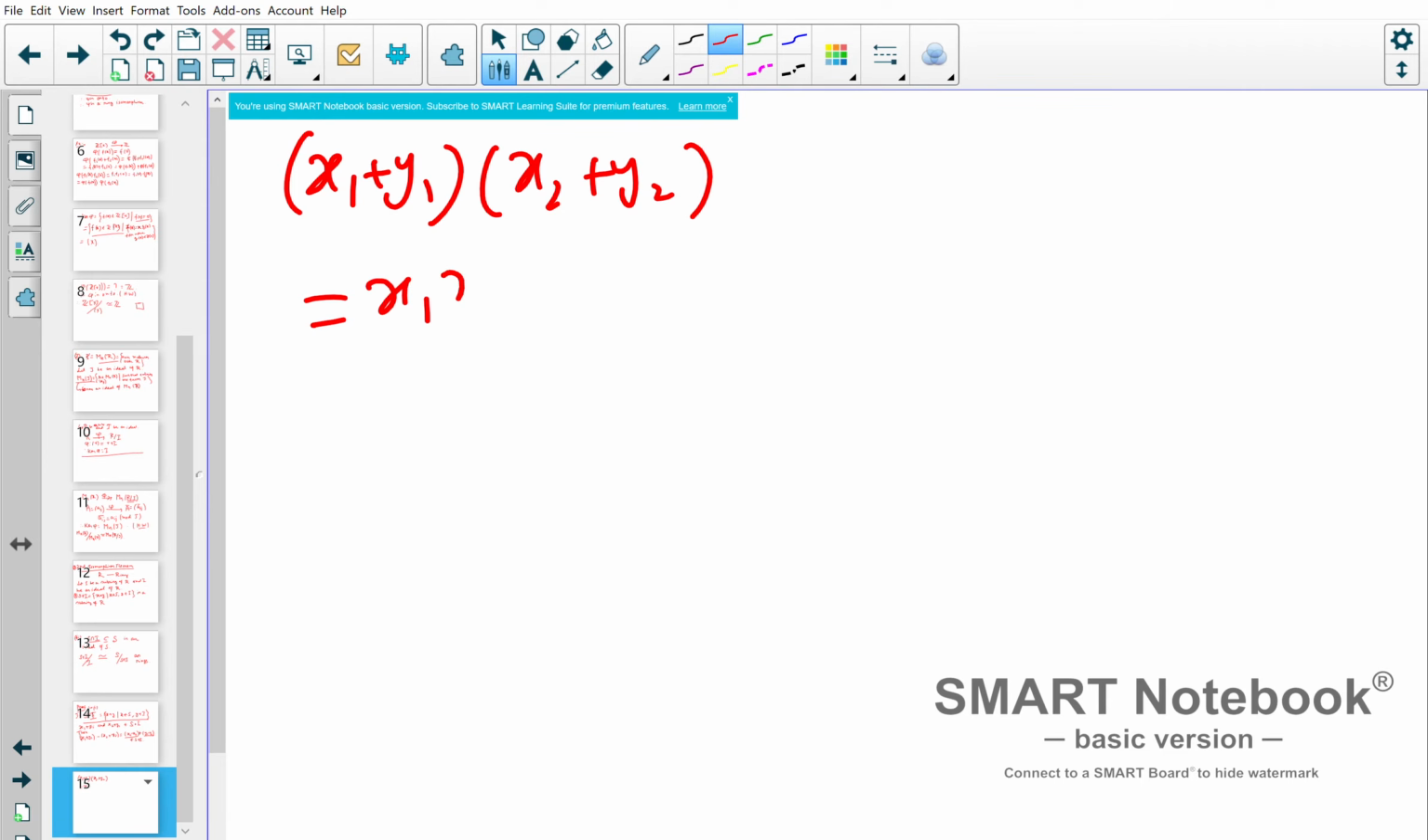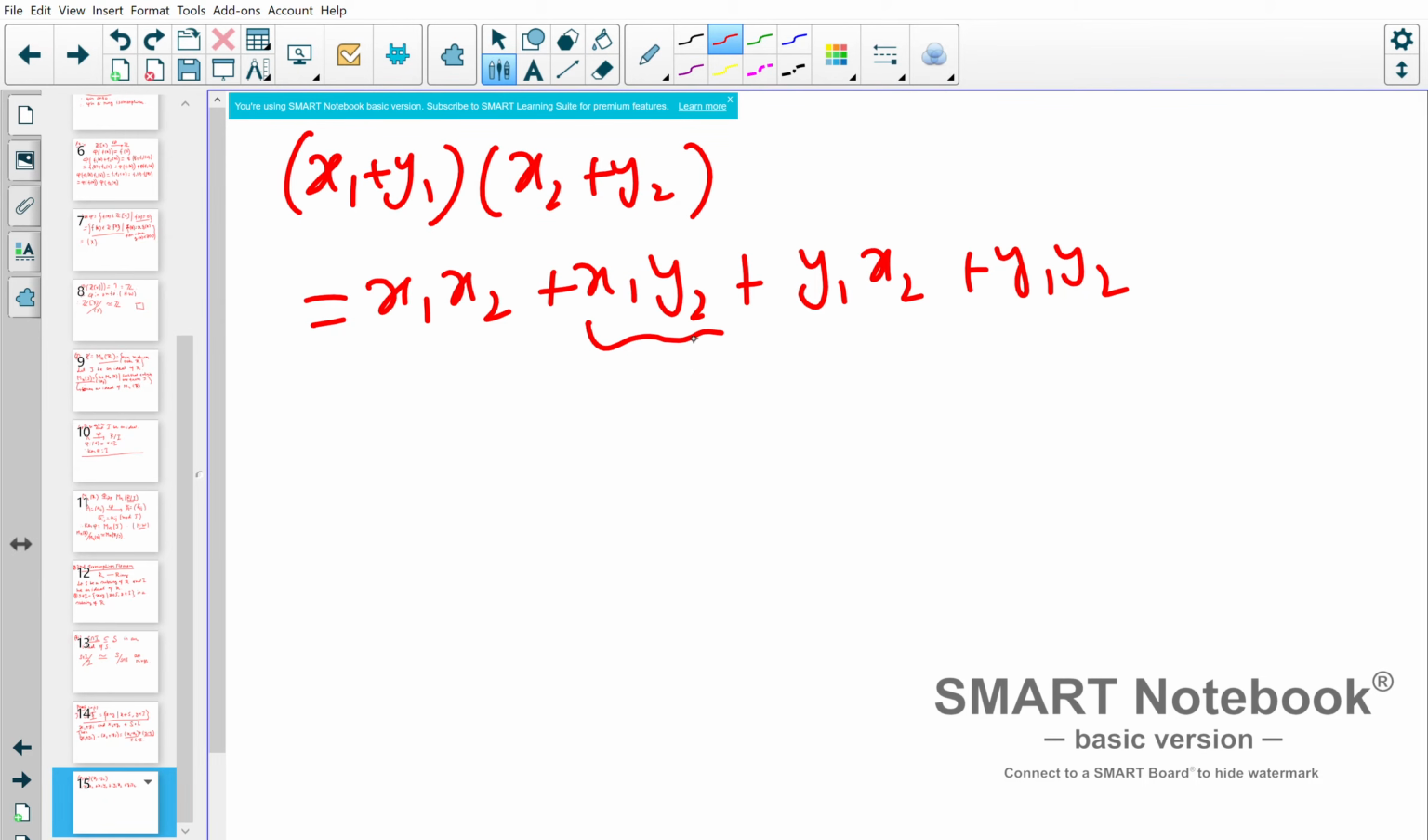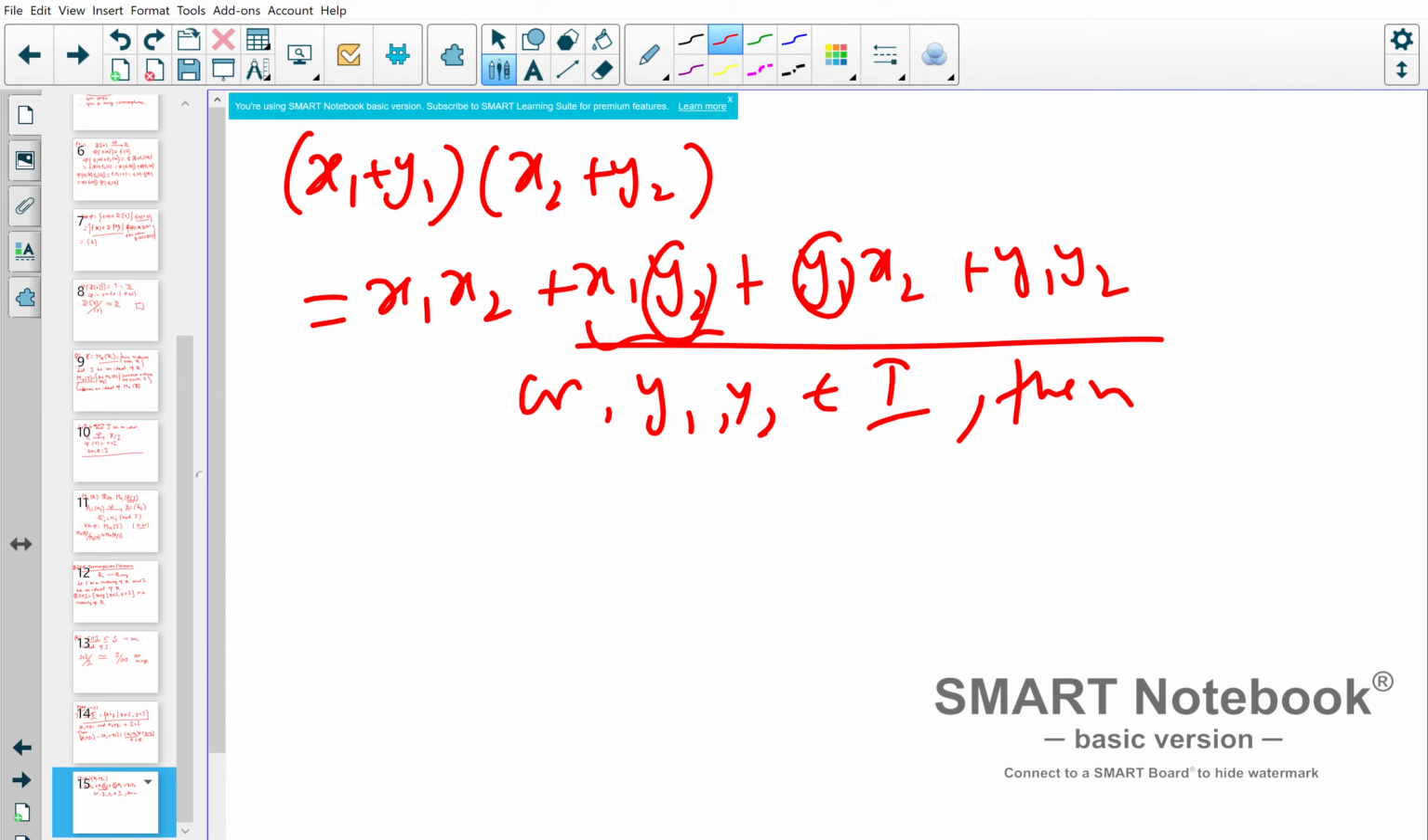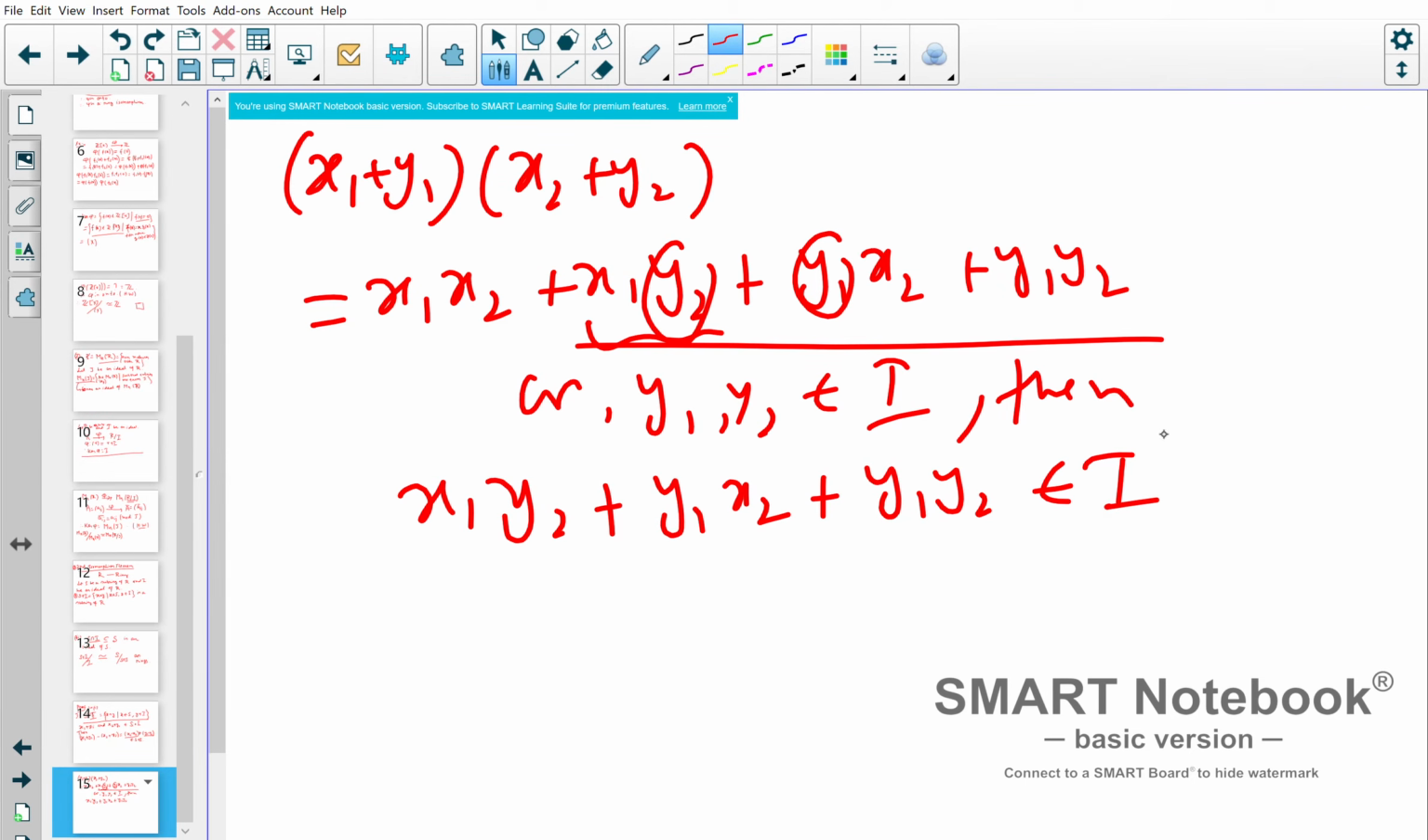So x1 x2 plus x1 y2. I don't know about commutativity, so I need to write down the full thing, y1 y2, right? Now you see that this y1 is an element of I because y2 and y1 are elements of I. As y1 y2 is an element of the ideal, then this whole thing is an element of the ideal, right? So x1 y2 plus y1 x2 plus y1 y2, these are elements of the ideal.